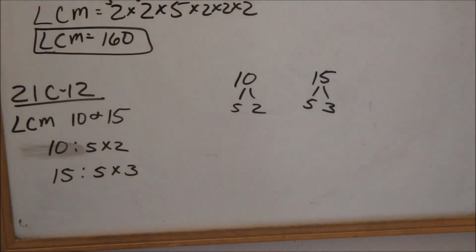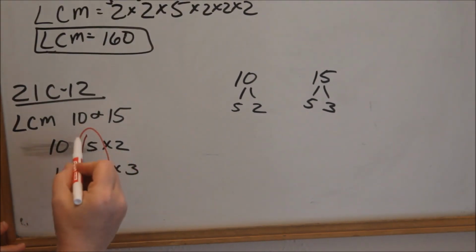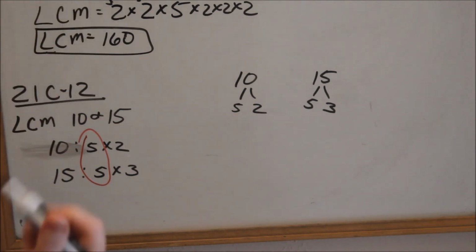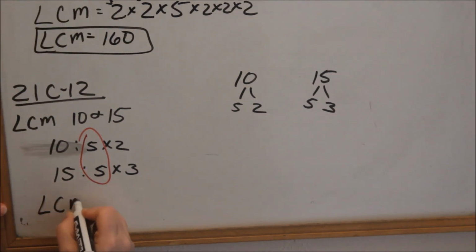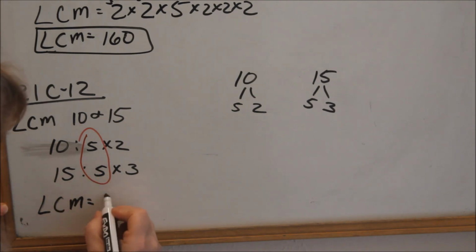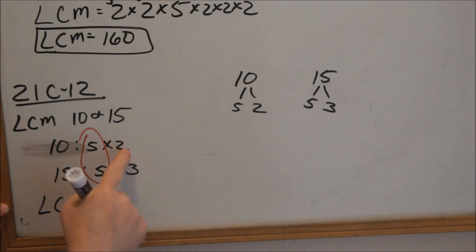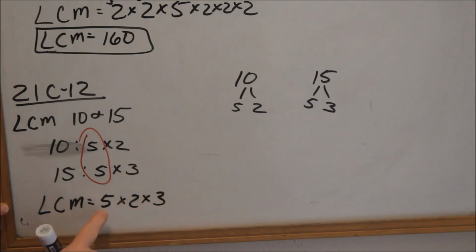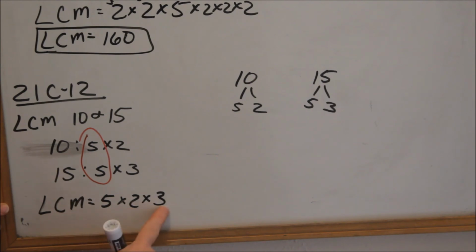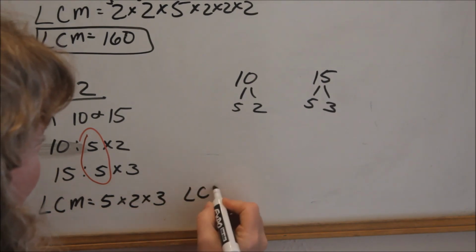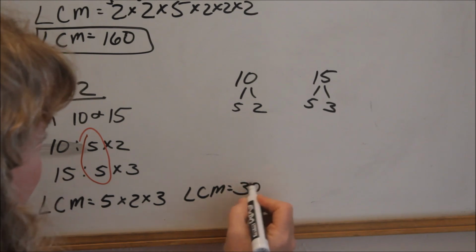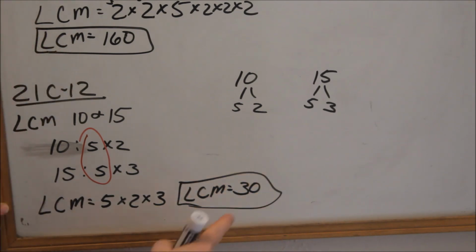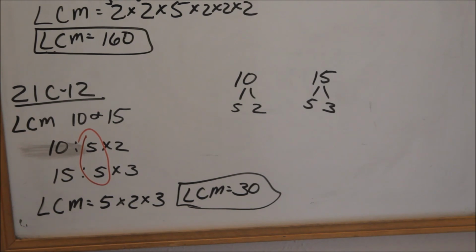So I look at what they have in common. I personally circle them because it helps me keep my work straight. Then for the least common multiple, what they have in common, you only use it once. So I use 5 one time, then I have to use all the rest of the numbers. Now 2 times 3. And you're multiplying all of these numbers together. 5 times 2 is 10, 10 times 3 is 30. So your least common multiple of 10 and 15 is 30, meaning if I was going to make a common denominator, the lowest number that I could turn them both into is 30.